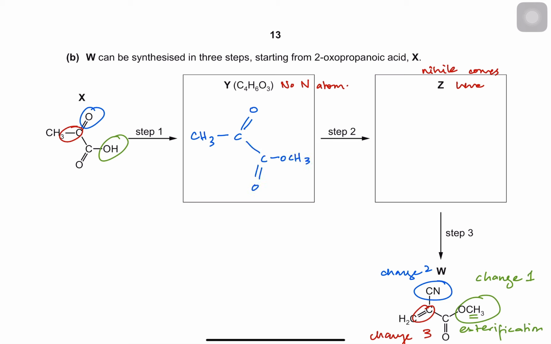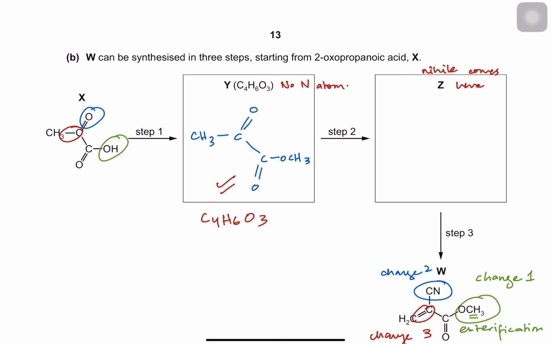If I make this ester, let's count the atoms. Carbon is 1, 2, 3, 4 carbons, so C4 is done. Hydrogen is 3 hydrogens here, 3 is 8, so 6 is done. Oxygen 1, 2, 3, so O3 is done. So this is done. Now what can we do?